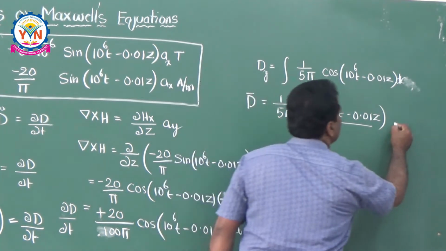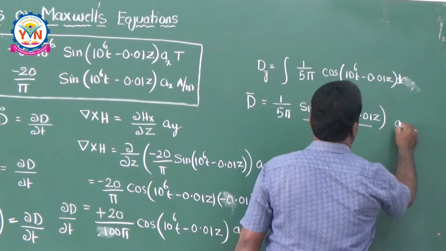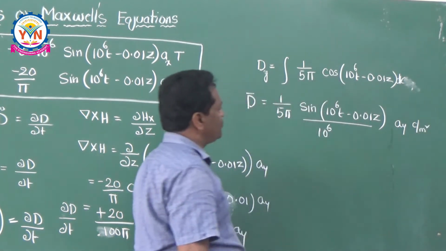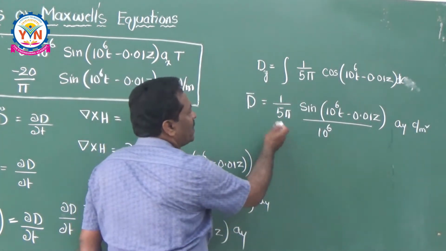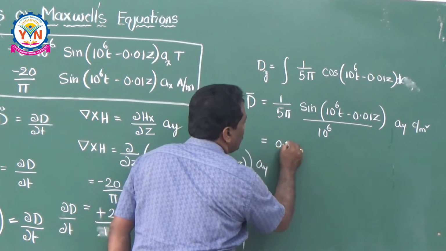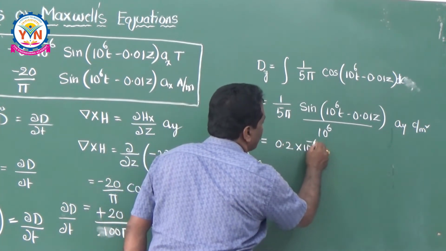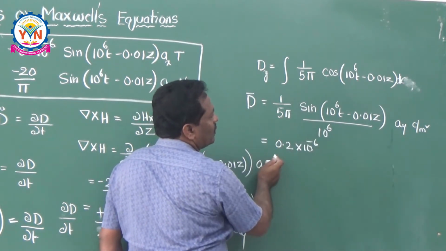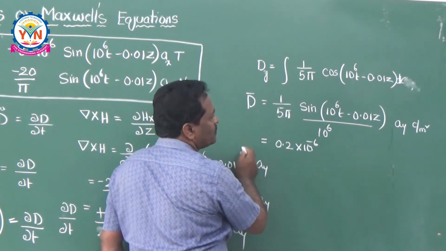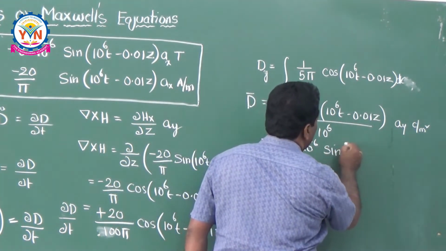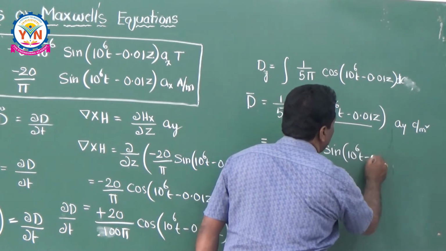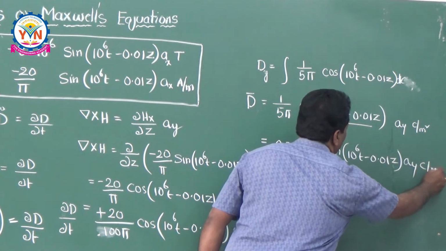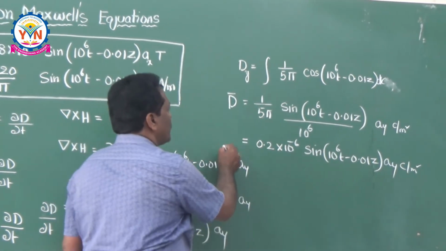So in the y direction. What is the unit of this one? Coulomb per meter square. So you can say this is equal to 0.2 into 10 to the power of minus 6, because 1 by 5 is 0.2, and 10 to the power of minus 6. So this is 0.2 sine of 10 to the power of 6t minus 0.01 into z, in which direction? a_y, Coulomb per meter square. This is nothing but your D bar.